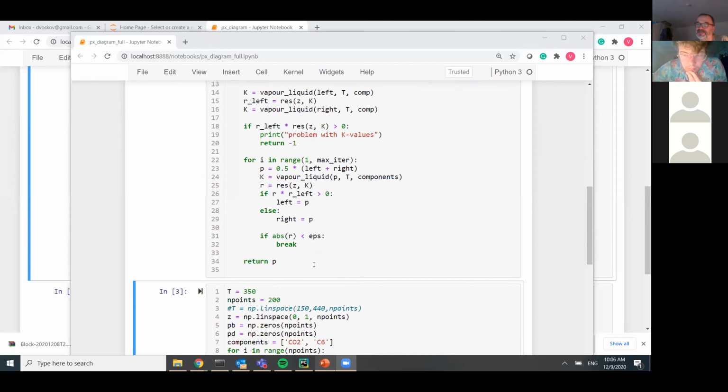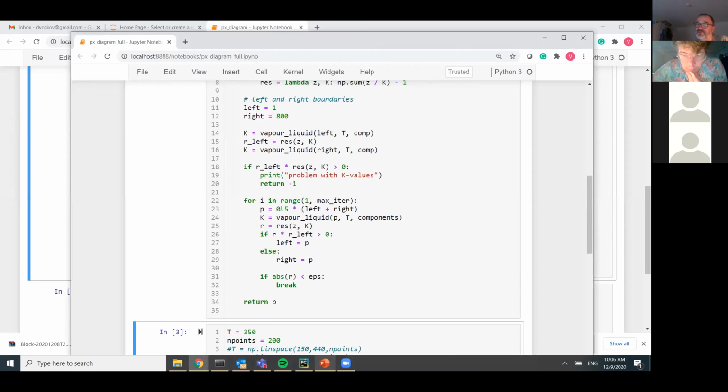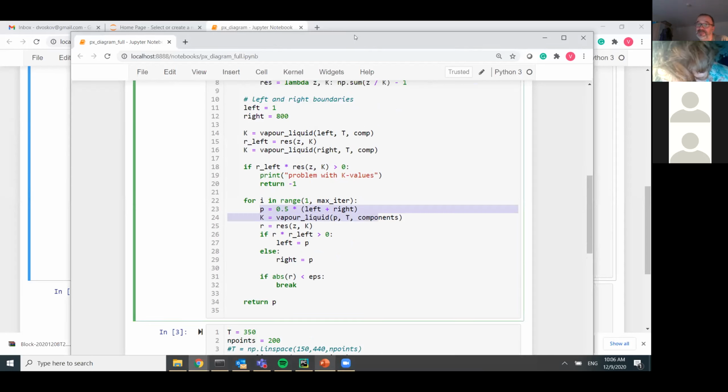I will show you just what I did. You compute the pressure in the middle, then you estimate the K value, you have the residual, and now you only need left to decide if your pressure is going to the left or going to the right. Yeah, exactly.